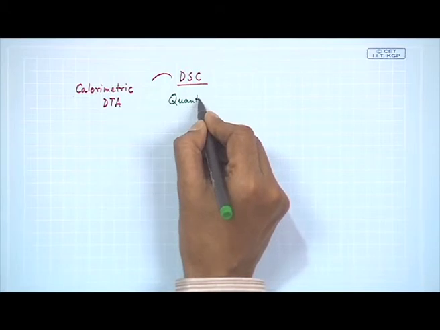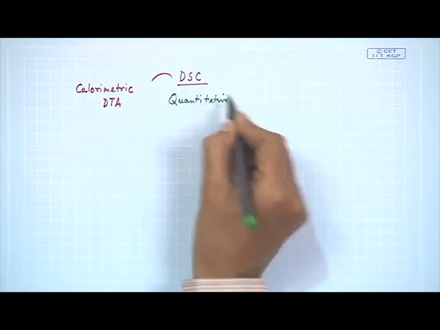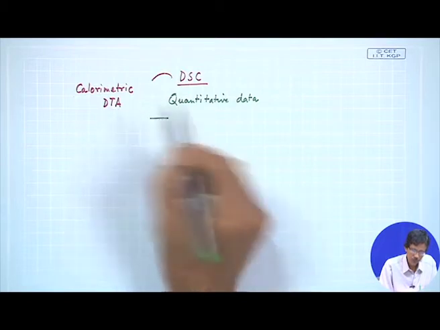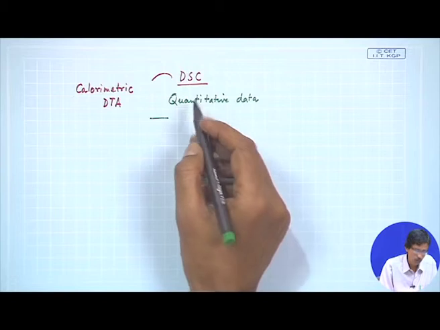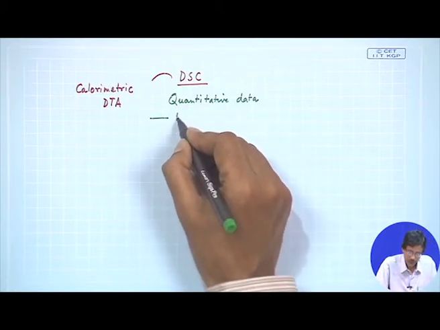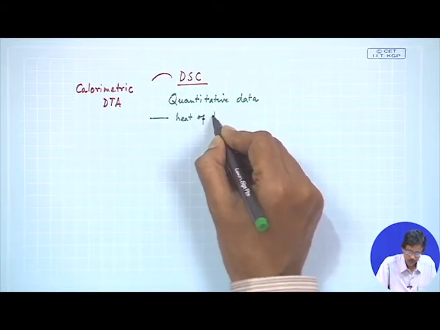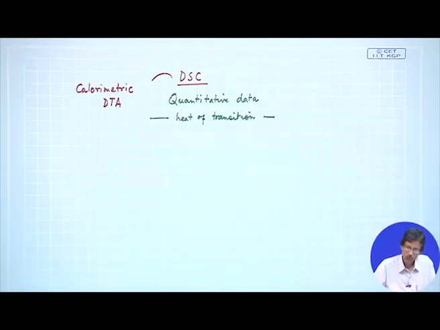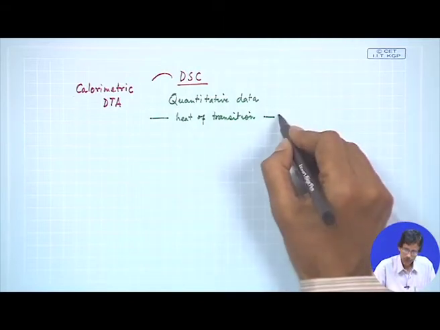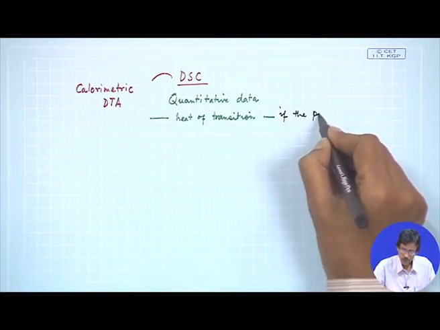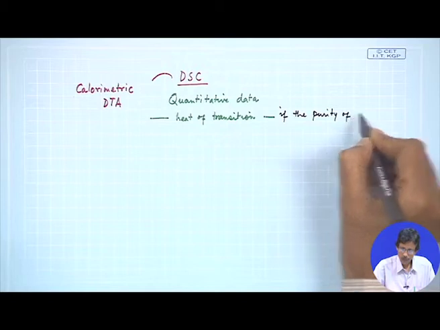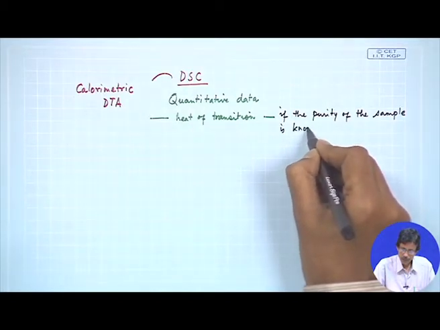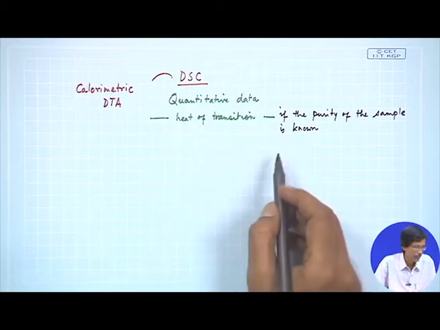So, how do we get the quantitative data out of this particular technique? It is sometimes very difficult to get it from your DTA technique. We should go for the corresponding DSC, where we can locate the corresponding heat of transition. If the sample what we use is a pure one, if the purity of the sample is known, we can find very nicely the heat of transition.